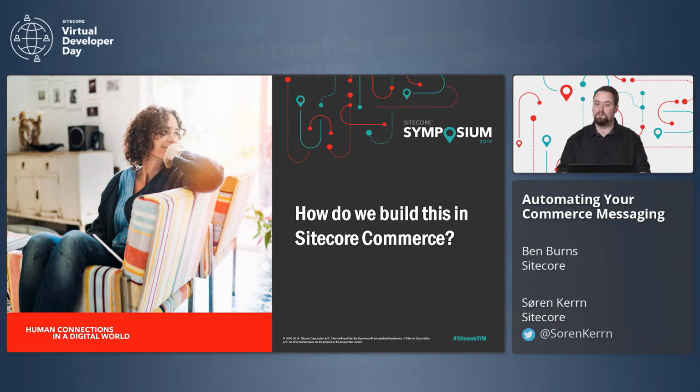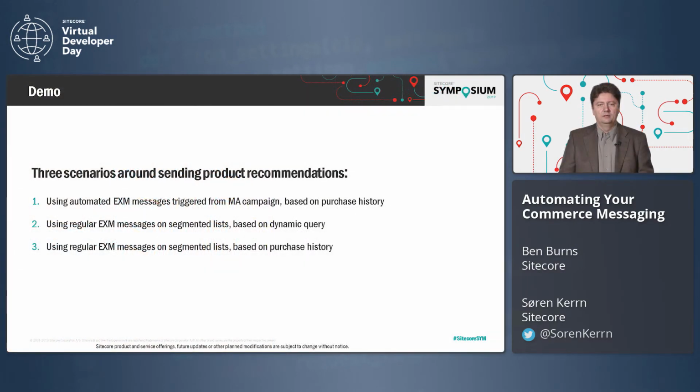So how do we build this within Sitecore Commerce? To answer that question, I'll be passing over to my colleague Søren to show what solution he's built for you today. Thank you, Ben. There are 3 scenarios and ways you can send product recommendations that we are providing. The first and the third option are based on customer purchase history. In the second scenario, the selection of products is done by the marketer. The first option is initiated from a marketing automation campaign, whereas the other 2 are initiated from segmentations.